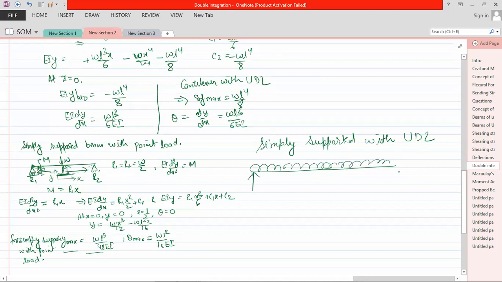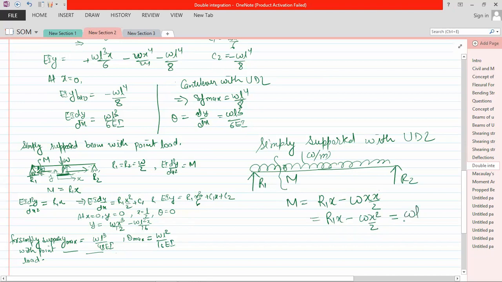If we see the constants, the boundary conditions are the same: at x equal to 0, y equal to 0, and at x equal to L by 2, theta is equal to 0. This is R1, this is R2, this is W per meter. Now what is the moment M? M is equal to R1x minus W into x by 2, that is R1x minus Wx square by 2. Now R1 is WL by 2, so M is WL by 2 into x minus Wx square by 2. So this is your moment.